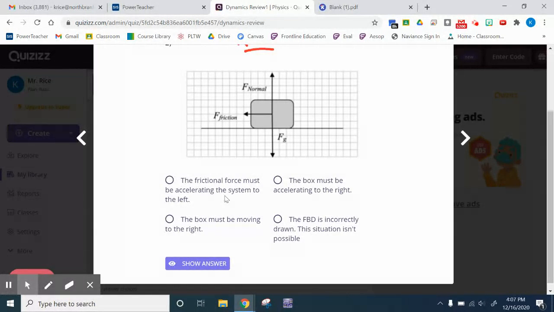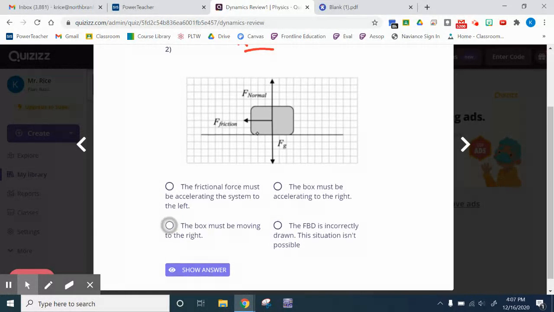The friction force must be accelerating the system to the left. That is true, right? We're going to have an acceleration to the left. And this says the box must be moving to the right. That's also true. For there to be a friction force to the left, without any other applied force, then the box must be moving to the right. So we actually have 2 right answers there.